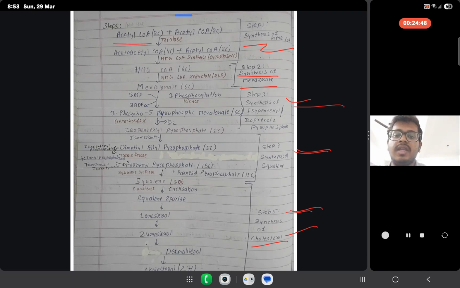Acetyl coenzyme A, in the presence of thiolase, is converted to a 4 carbon compound, acetoacetyl coenzyme A. Again, what happens? Acetyl coenzyme A, a 2 carbon compound, is converted to a 6 carbon compound, HMG coenzyme A, by HMG coenzyme A synthase.